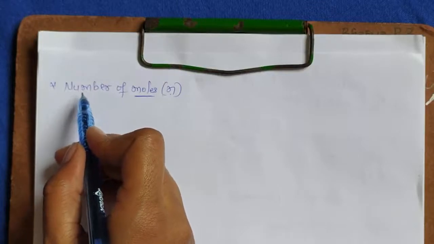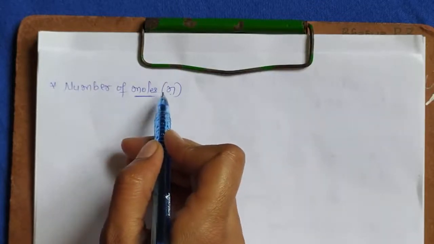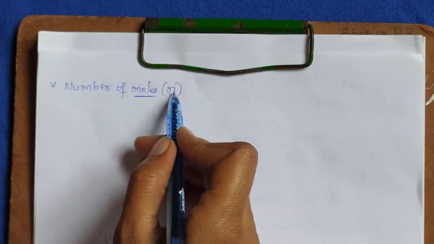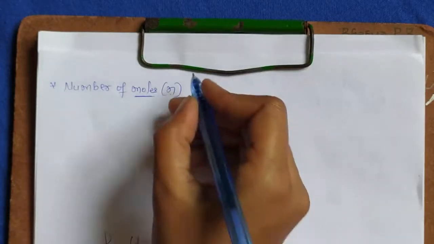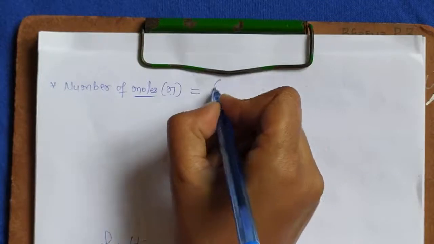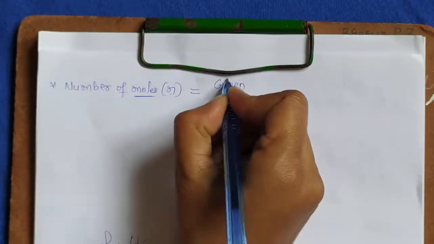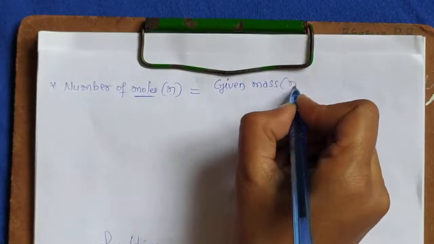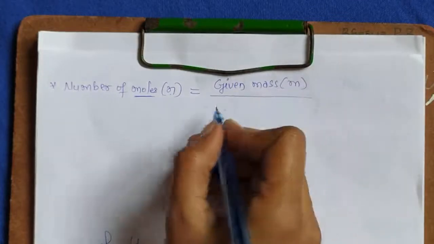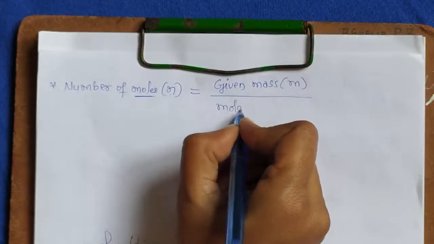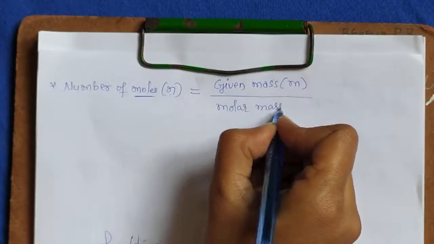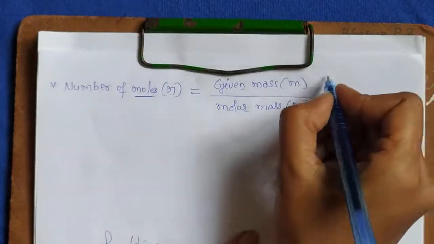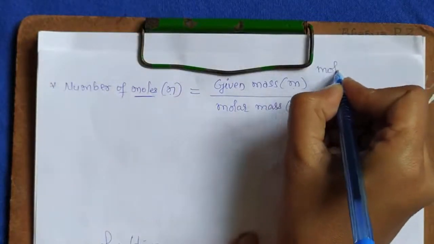So see here, instead of writing the number of moles, we can write this symbol, small n, is equal to given mass. Given mass is symbolized by small m, divided by molar mass, capital M.